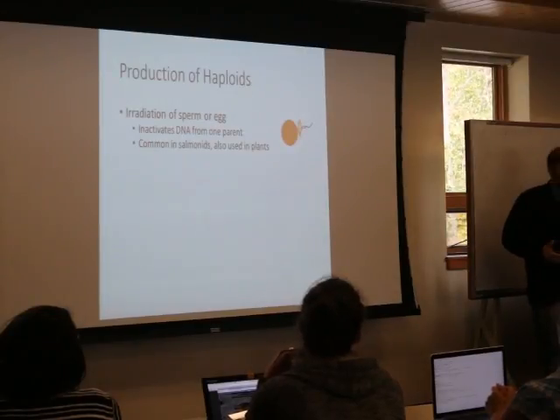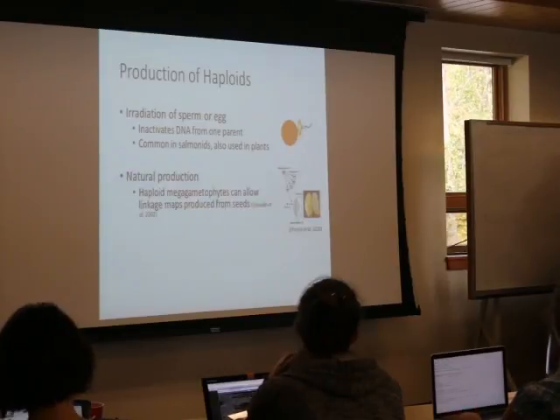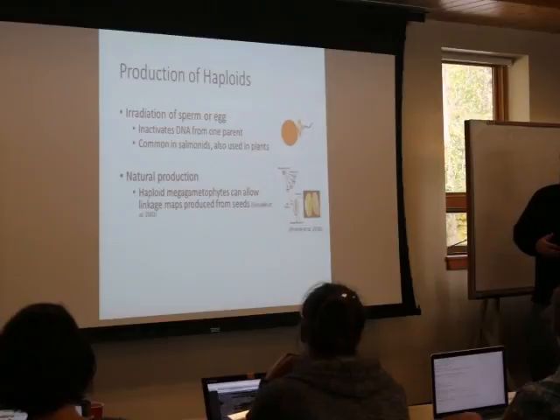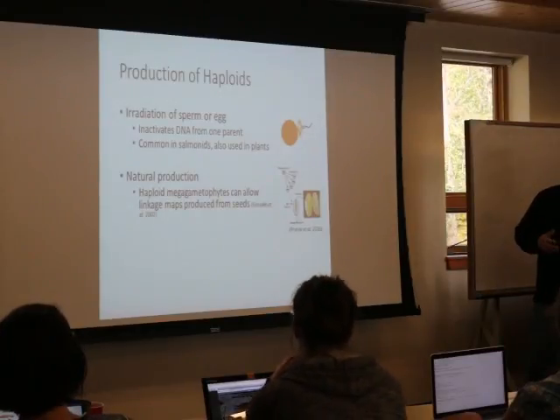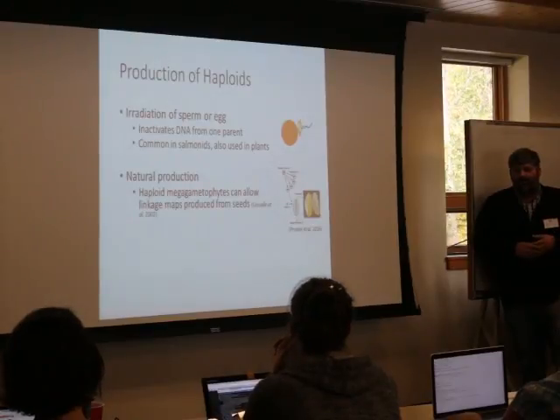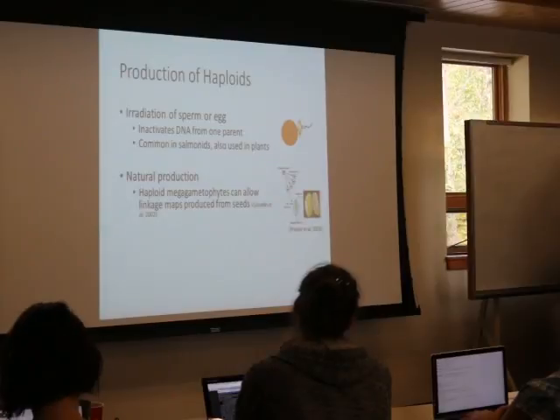Irradiation of sperm or egg is really common in salmonids. It's also been used in a lot of plant species. There's also species that naturally produce haploid offspring. In some plant species, the megagametophyte is haploid, and so you can just sample that and use that for your mapping. Just go collect a bunch of seeds and you have a mapping family.